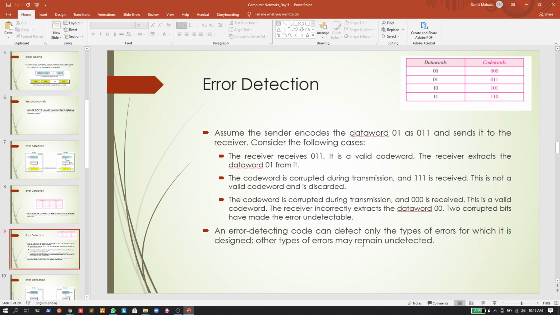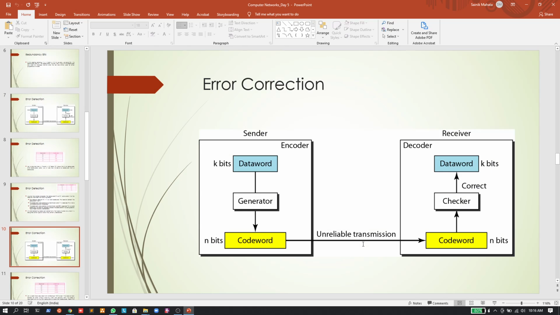Now the error correction part, after the error detection part. If you look at the diagram, you will understand it better. The sender, using an encoder, tries to send a k-bit data word, and the generator adds r redundant bits to the data word, so it becomes k plus r, which is nothing but n. This becomes the code word.